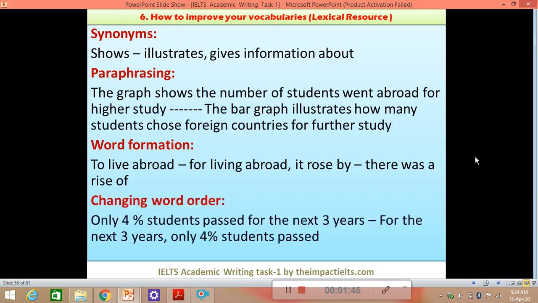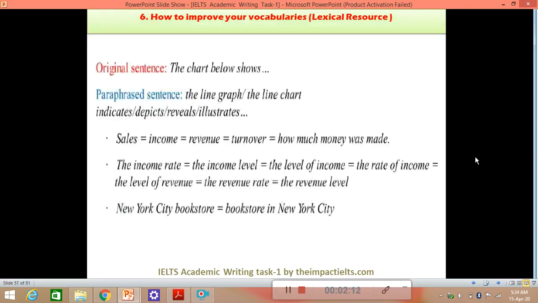And you can also change the word order. So these all are sources of vocabulary that you can use, right? So you can see the example here: only 4% of students passed for the next 3 years. We can also say, for the next 3 years, only 4% of students passed, right? Let me show you some more examples so that you can understand it better, right?